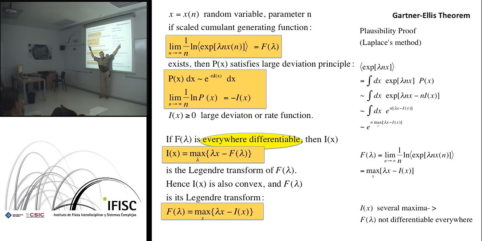That will be the dominant contribution. So the dominant contribution is exponential of n times the maximum value that lambda x minus I of x has over the interval. And you see then, if you take the logarithm and divide by n, which is precisely what I do to calculate the log of f of lambda, the log goes out, and dividing by n, I get the maximum. So I get this property here that f of lambda is the maximum of lambda x minus I of x.